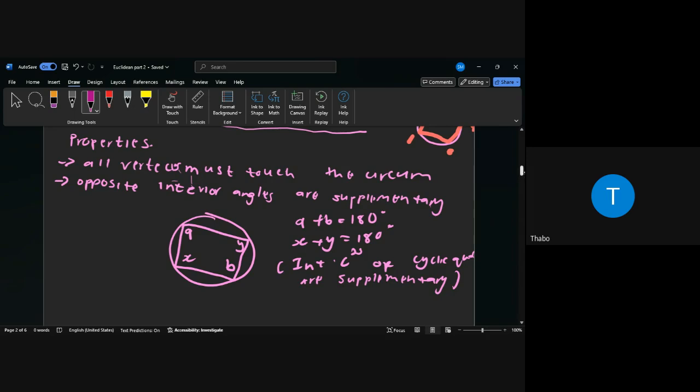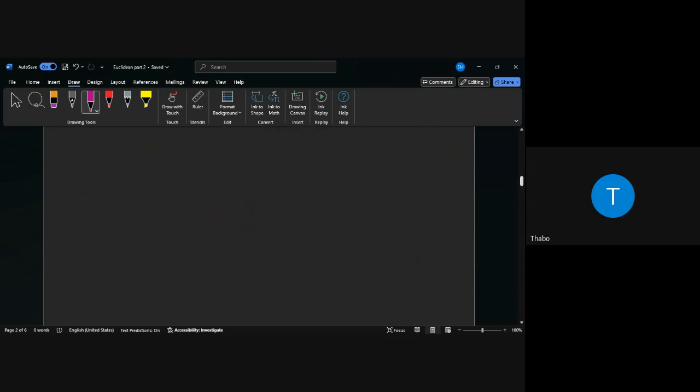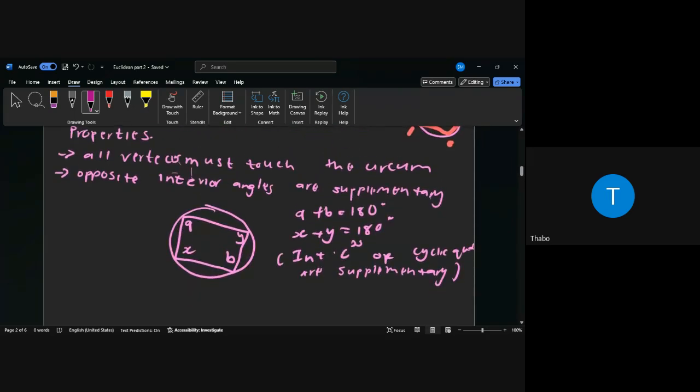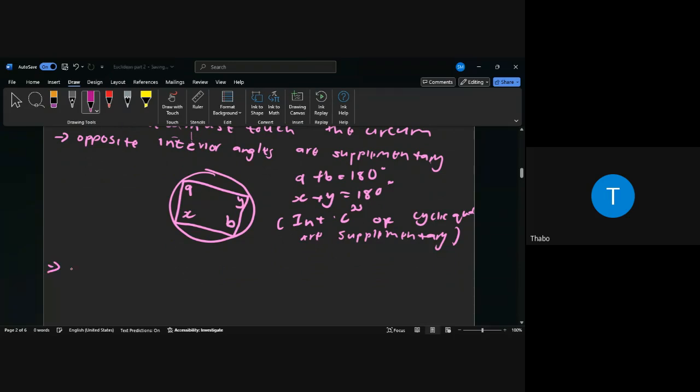So now I'm gonna write the last property of a cyclic quadrilateral. The last property, the exterior. I'm just gonna write F because I've met people who are lazy. The exterior angle. Let me not say angles because I'll be wrong. The exterior angle of a cyclic quad is equal to the opposite interior angle.